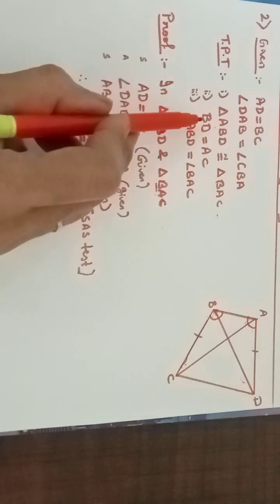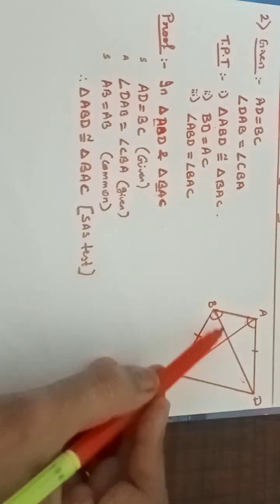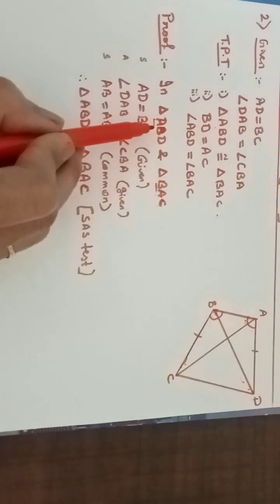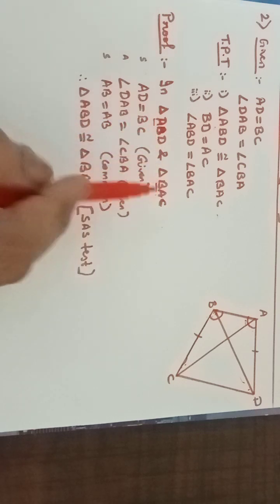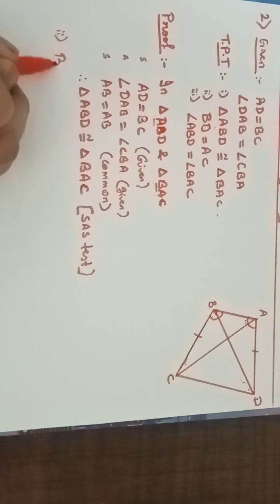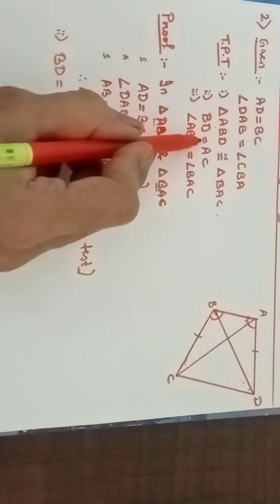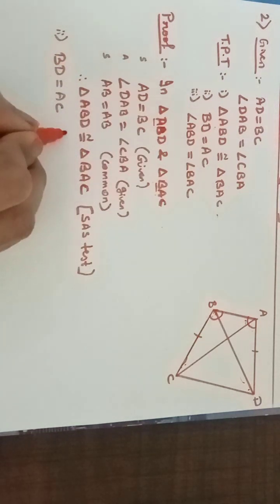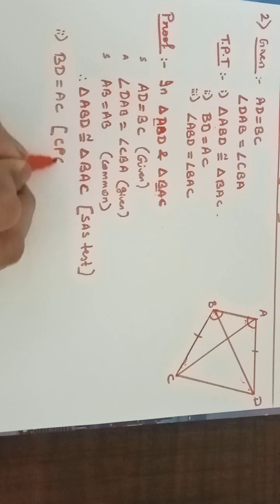Further, what we need to prove? BD is equal to AC. Now since these two triangles are already congruent, what can you write from that? BD is equal to AC. The second part we have to prove. We'll write directly the second part, BD equals AC. The reason is what? Again the same thing, CPCT.